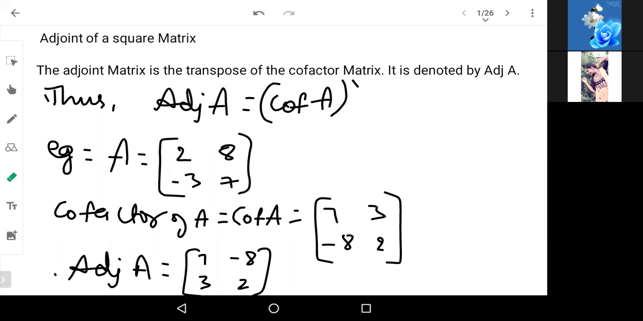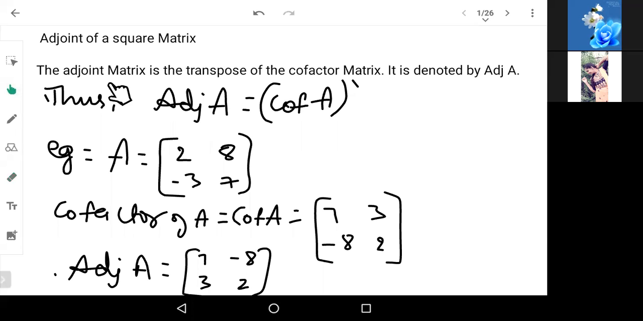The concept of minor, cofactor, adjoint, and inverse. These are correlated. One after the other, you will be applying them all to find the inverse of a matrix. Now, let us understand how to find the adjoint of a square matrix. This is very easy, first of all.